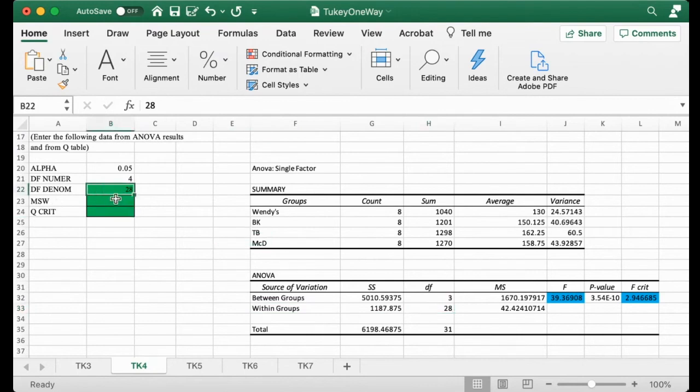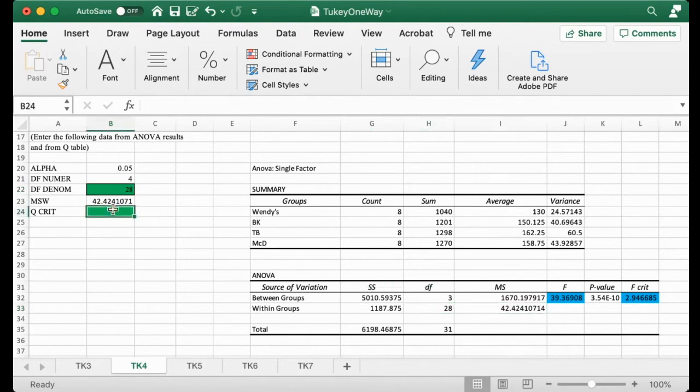Okay, MSW, mean squared within, is going to go from here. You see this MS within, so it's this number right here. You can cut and paste that. Well, it took away the green, but that's okay. If you want to type it in there, that's fine. Again, the degrees of freedom denominator is this number right here, 28, and the MSW is the number right beside it.